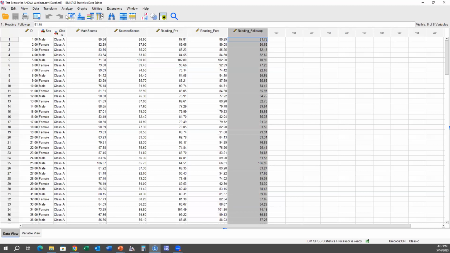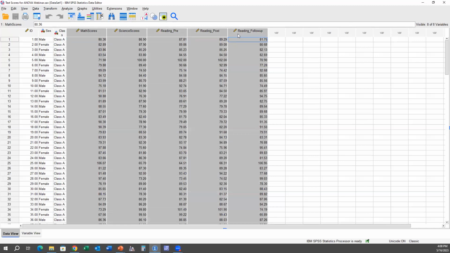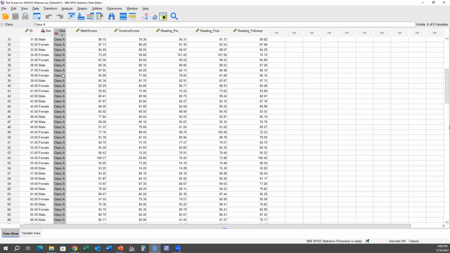So a research question to set up an ANOVA would be something like, are there significant differences in test scores based on classroom? We have five continuous dependent variables here. These are all numeric. They fall on intervals. They have decimals as possibilities. These are all continuous. The independent variable would be your grouping factor, which in this example would be class A, class B, class C.